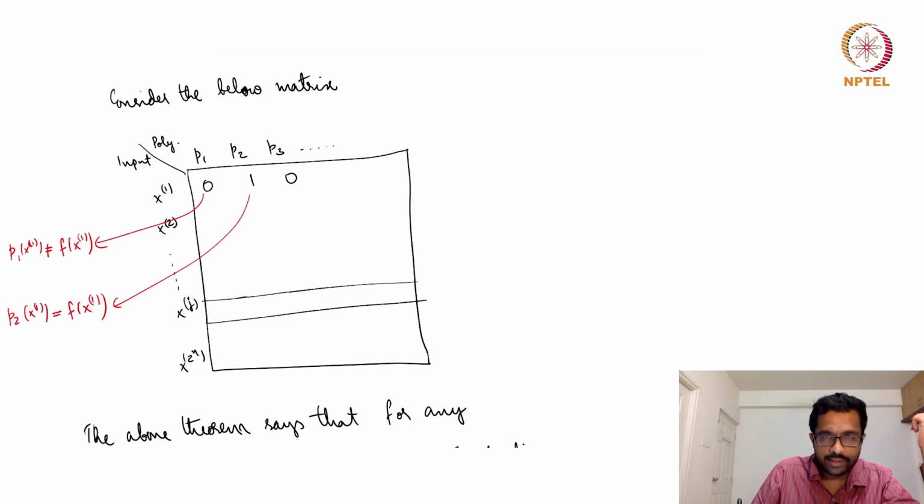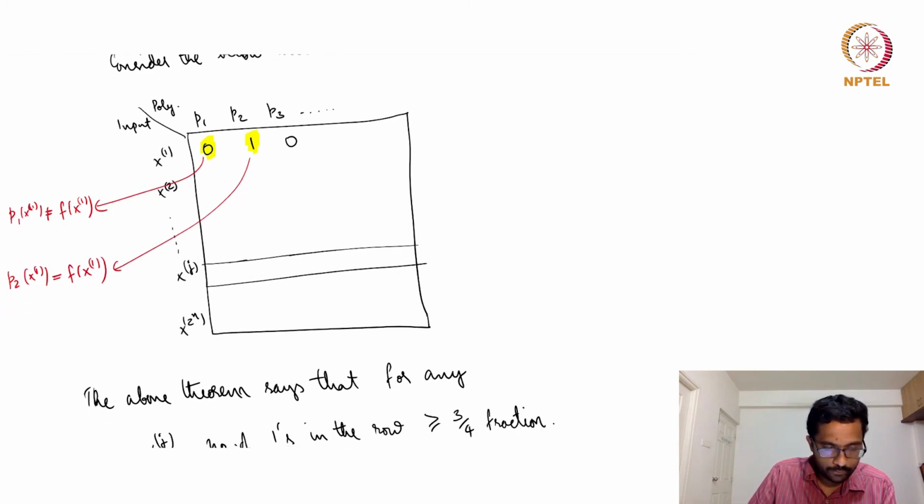What do they indicate? 0 indicates that there is an error. So this 0 at the top left, sorry, indicates that the polynomial P1 computed at the first input x superscript 1 is not the same as the function at x superscript 1. And this 1 says that the polynomial P2 at x superscript 1 is equal to the function at x superscript 1. And likewise we can fill up the matrix.